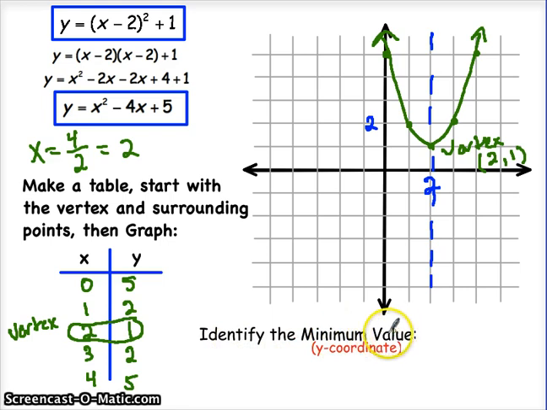Identify the minimum value, remember, is going to be the y-coordinate at its lowest spot. Since our parabola is opening up, the lowest that we ever went was y equals 1. So just realize that when they say minimum value, they're talking about the minimum value of the output, the y-coordinate. Don't actually give the entire vertex, because remember 2 isn't technically a minimum value, as we can go farther to the right or to the left of that coordinate. It's the y-coordinate that we're talking about.